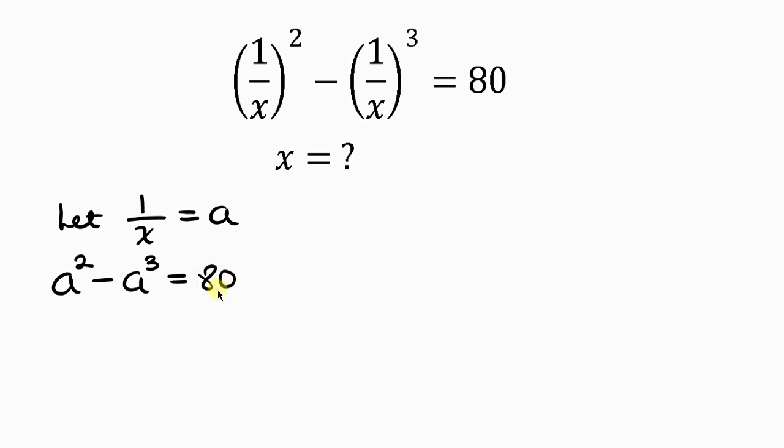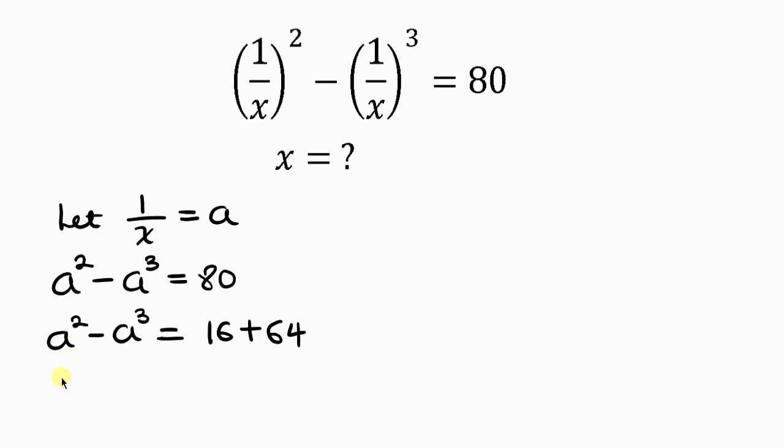Now our next step will be for us to split 80 into 2 such that one of the terms of 80 would be a perfect square and the other would be a perfect cube. So we have a squared minus a cube. This is equal to, now splitting 80, we have 16, which is a perfect square, plus 64, which is a perfect cube. So 16 plus 64 gives 80.